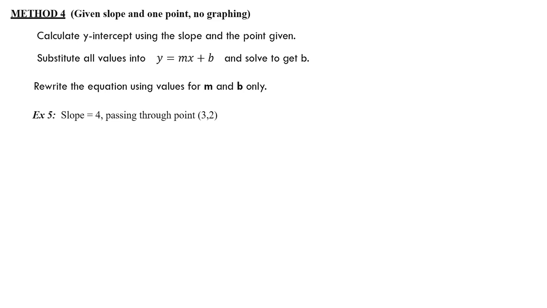Now in this example, we're told our slope is 4, and it passes through a point 3, 2. So we know that we can substitute 2 for the y value, 3 for the x value, and then solve for b. Once we have our b value, we have enough information to build our equation.